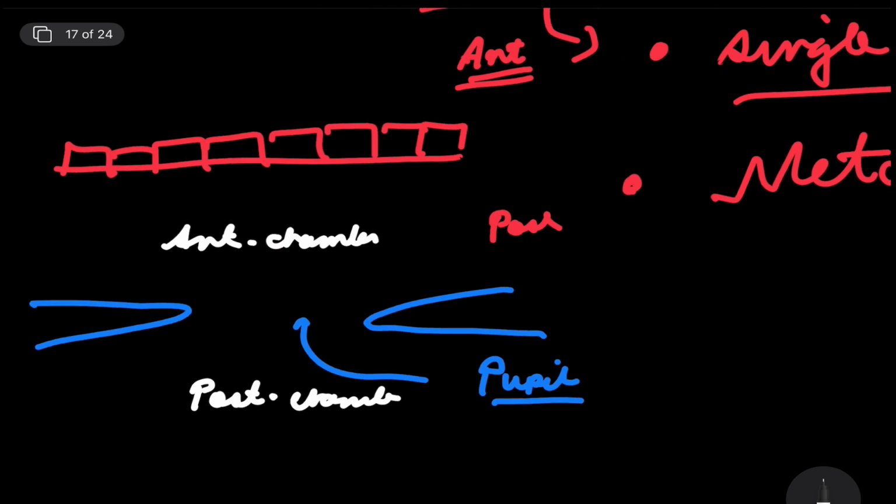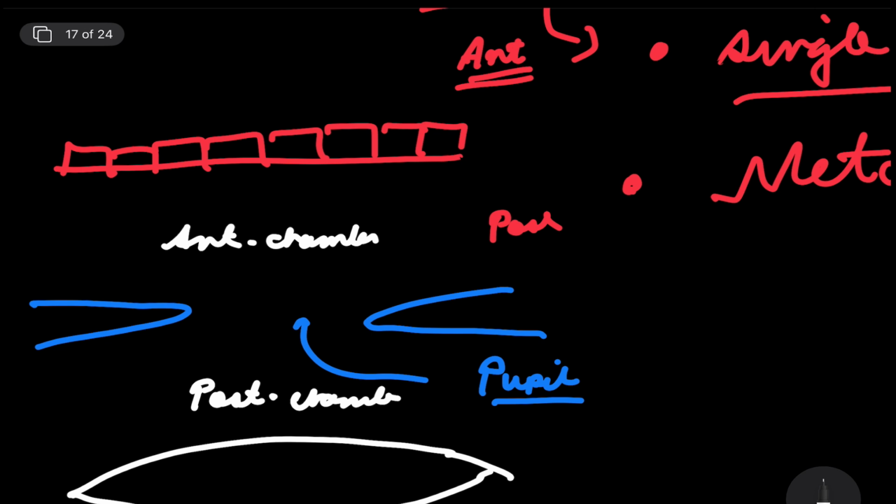And then posterior to this we have the lens. Hopefully you are getting the entire orientation of the eye. We are basically dividing it into different sections and we are seeing the different orientations over here. Anterior chamber and posterior chamber together make up the anterior segment. We know all of this.